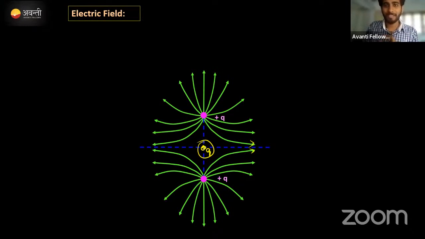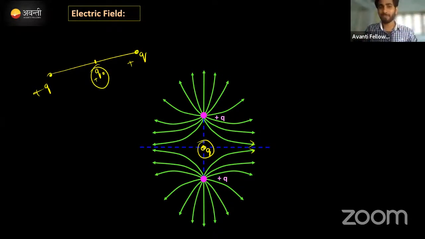Let me know in the chat box, Sagar and everyone. Yes, I solved one problem with two point charges like this. This is one point charge. This is a second point charge. Those are plus charges. In between the charges, on the line joining point, if I keep any one point charge, this positive point charge will not experience any force because no field lines will be acting on it. That's it.